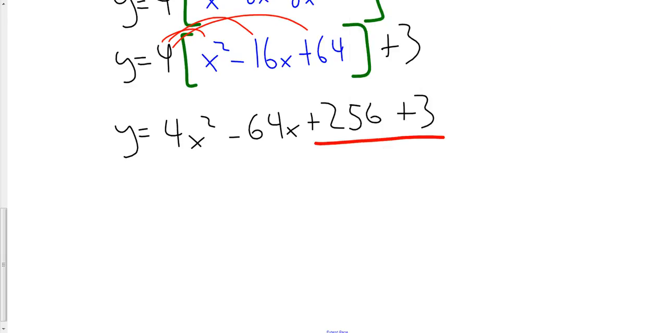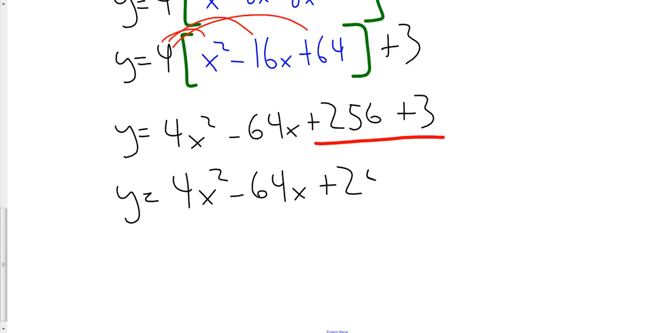When we're dealing with our like terms, we've got y is equal to 4x squared minus 64x, and now 256 plus 3 is going to give us positive 259. So what we've done is we've gone through and expanded out.